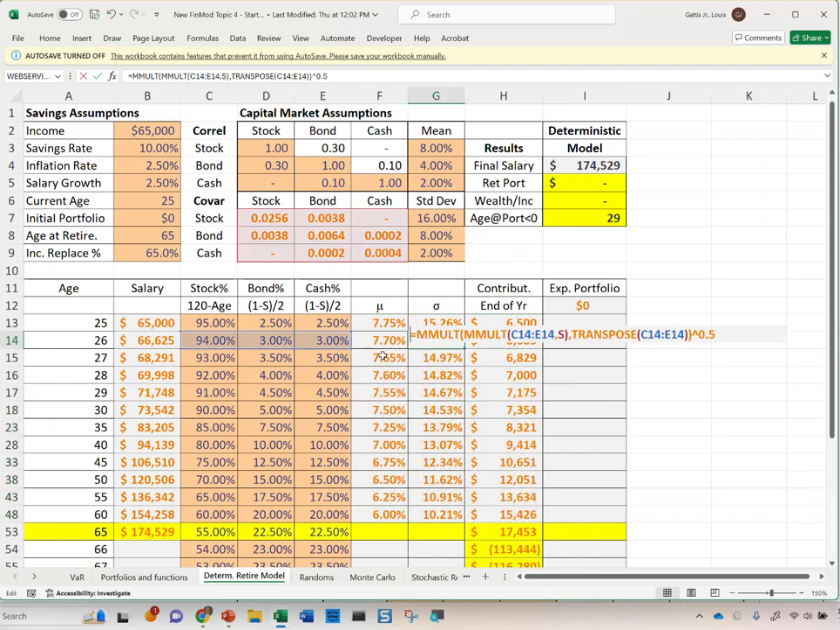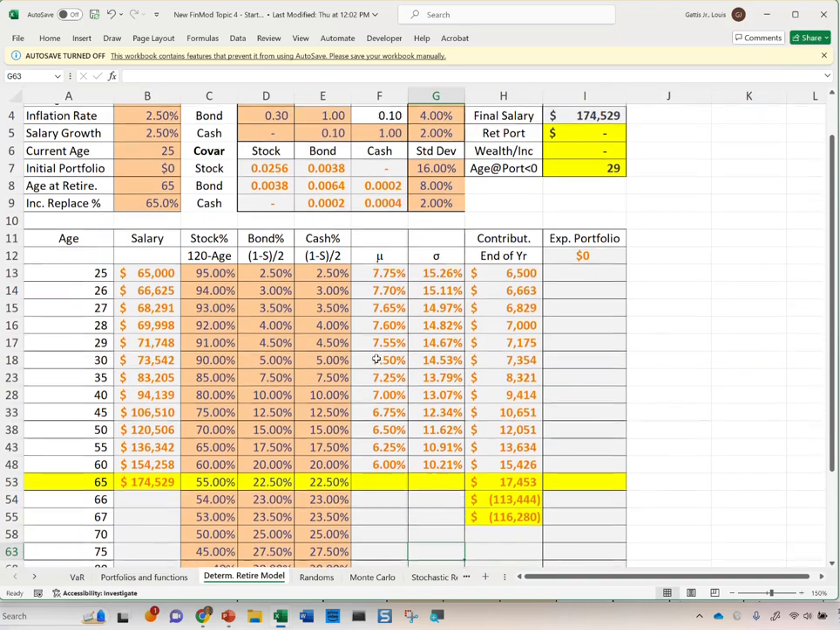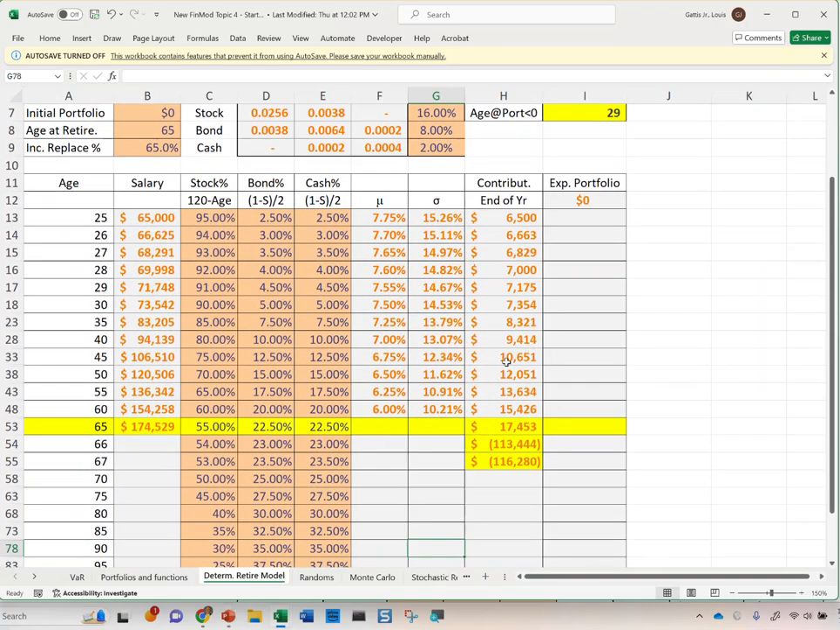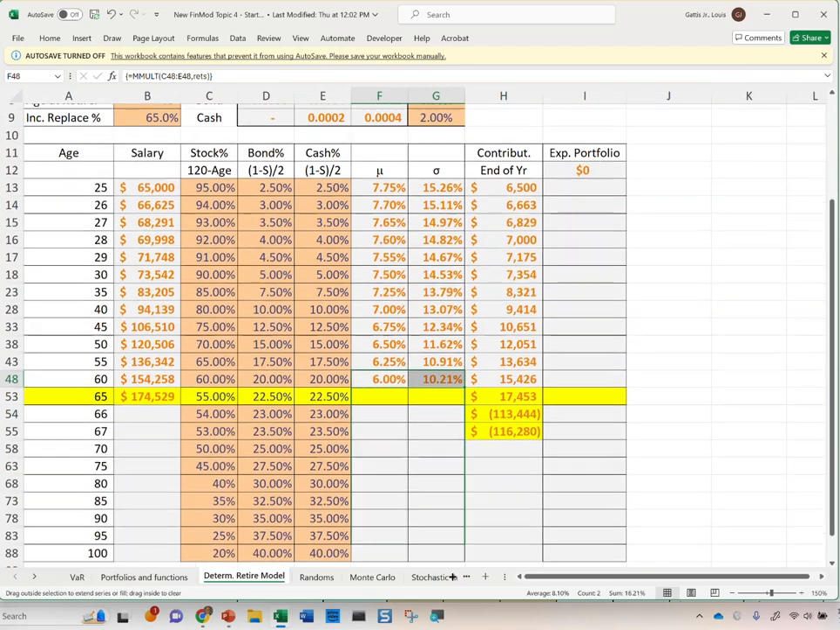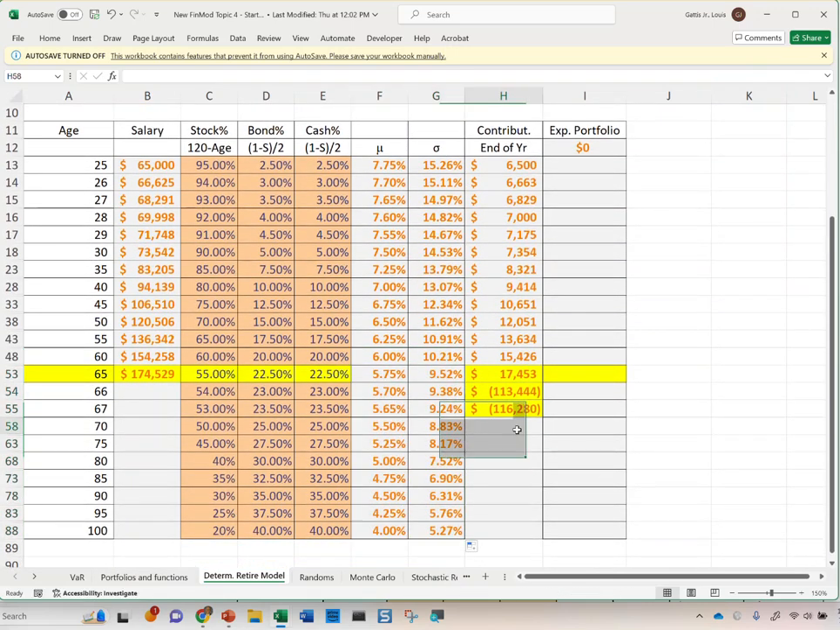All right, so you can see the portfolio mean is going down over time. Portfolio vol is going down over time as we move out of equities. And I can copy that down even further if I want. Okay, so there we go.